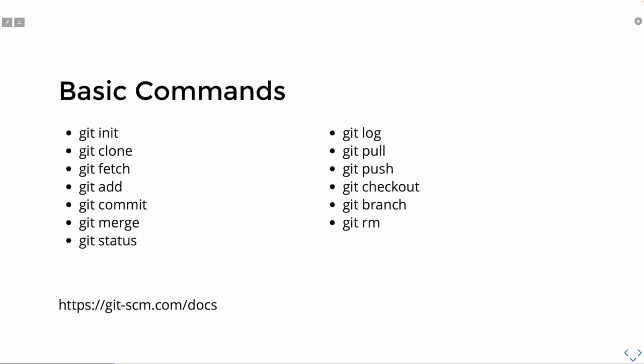So the basic commands: git init, clone, fetch, add, commit, merge, status, log, pull, push, checkout, branch, and rm, remove. This is just a handful of the commands available. There are lots and lots of parameters for these as well. So check out the gitscm.com docs for further information.